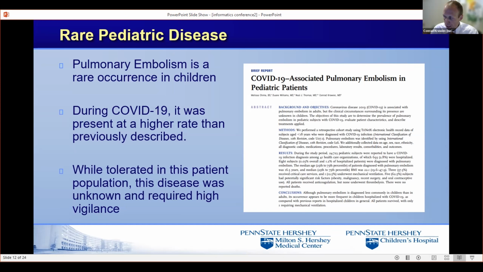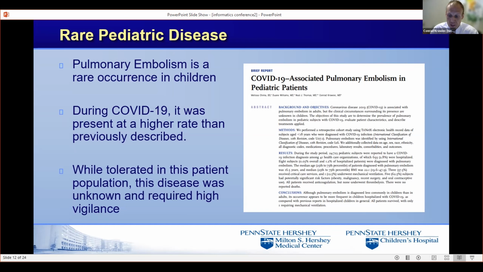So what we did was, my medical student and I looked up the medical literature and didn't see anything about children developing pulmonary embolism in this kind of acute fashion. So we queried the TriNetX database, and my medical student, Melissa Chimo, and I worked together to see if pulmonary embolisms occur in children with COVID-19, to try to highlight this issue with our colleagues, especially our critical care and emergency physician colleagues.